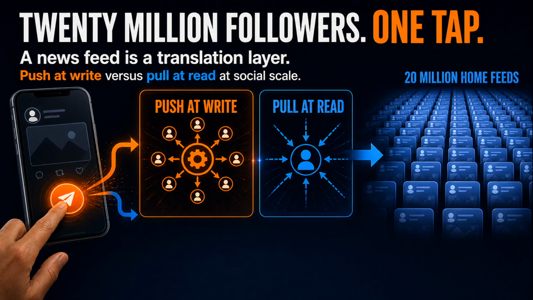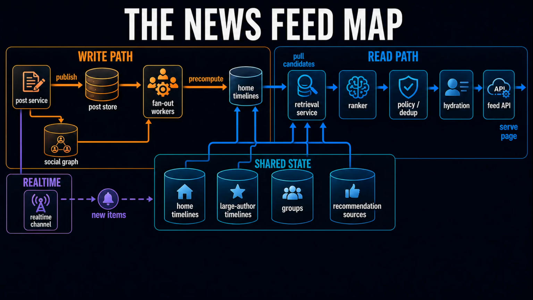Today, we design a newsfeed that actually survives one famous author posting to 20 million followers. Before we go anywhere, look at this map. We have a post store on one side, a social graph that knows who follows whom, fan-out workers, pre-computed home timelines, a feed retrieval service, a ranker, a policy and dedupe layer, hydration, the feed API, and a small real-time channel on the side. That is a lot of boxes for what feels like a list of posts. We are going to earn each one. By the end, every box will be a trade-off we walked through.